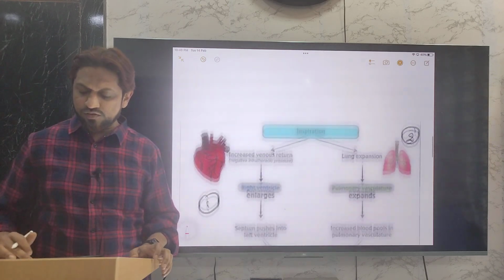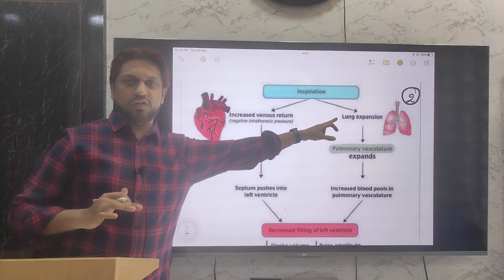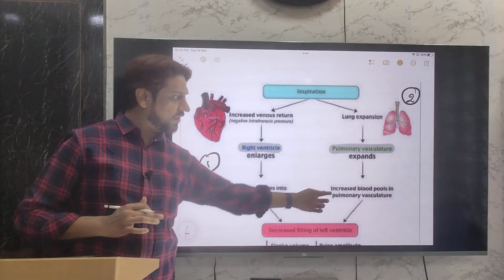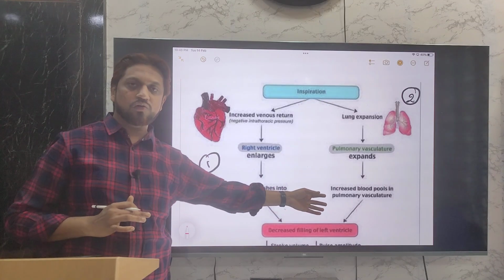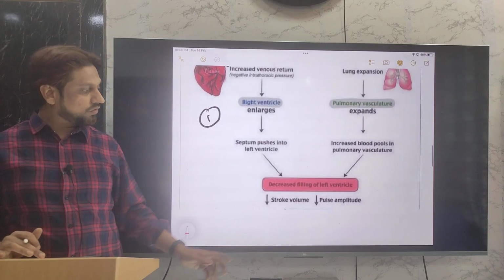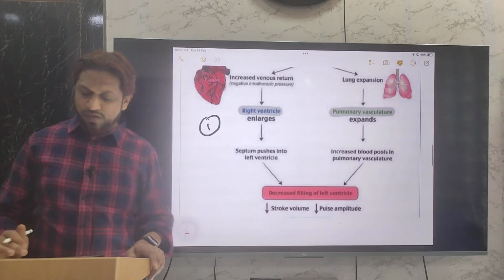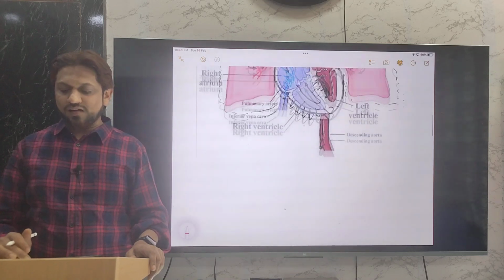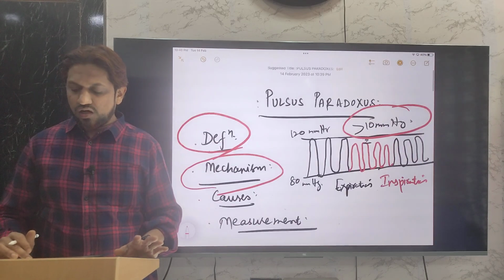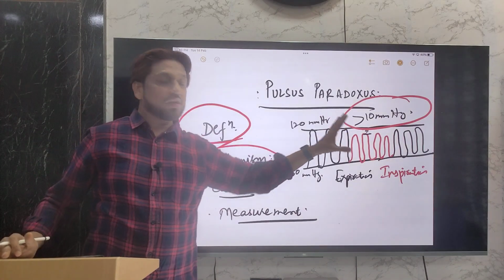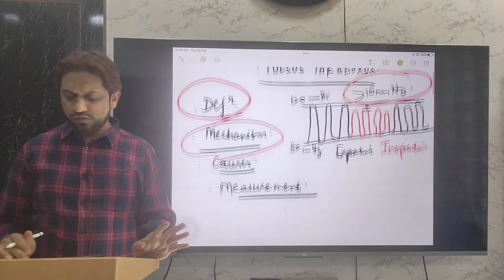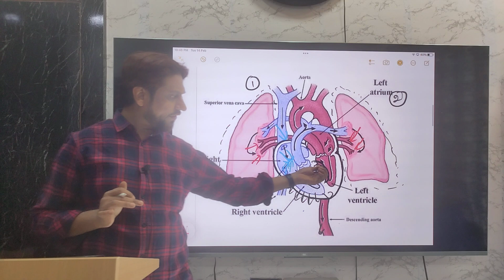So the second mechanism is that during lung expansion in inspiration, the pulmonary vasculature also expands, which causes increased blood pooling in the pulmonary vasculature, leading to decreased filling of the left ventricle, which ultimately decreases the stroke volume and pulse amplitude. These are the two mechanisms that explain why there is normally a decrease in the systolic blood pressure during inspiration. Normally it is less than 10 millimeters.